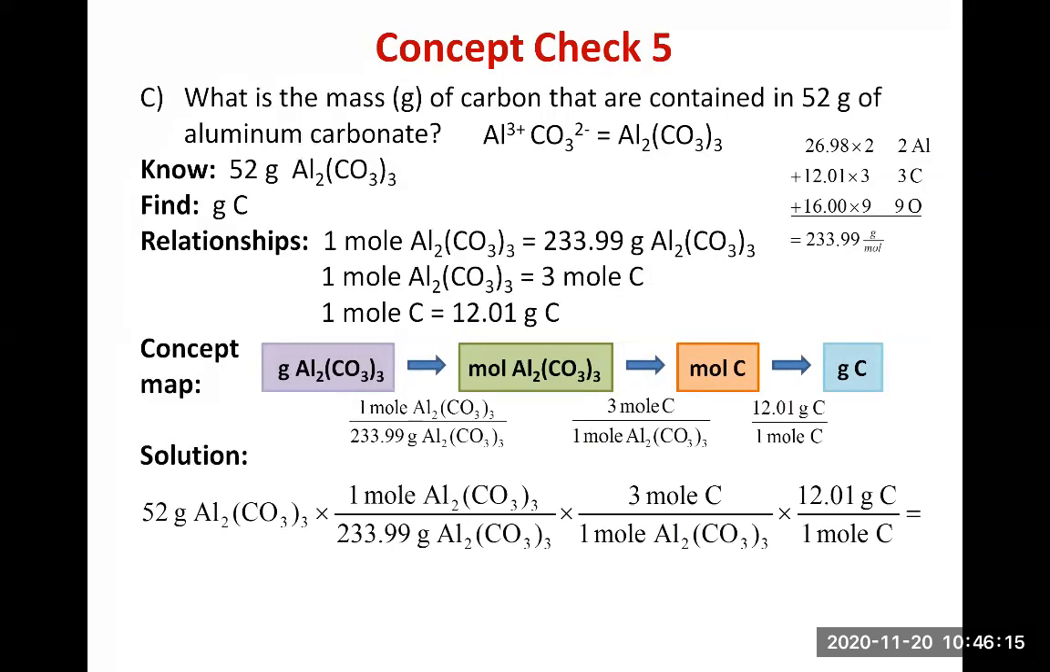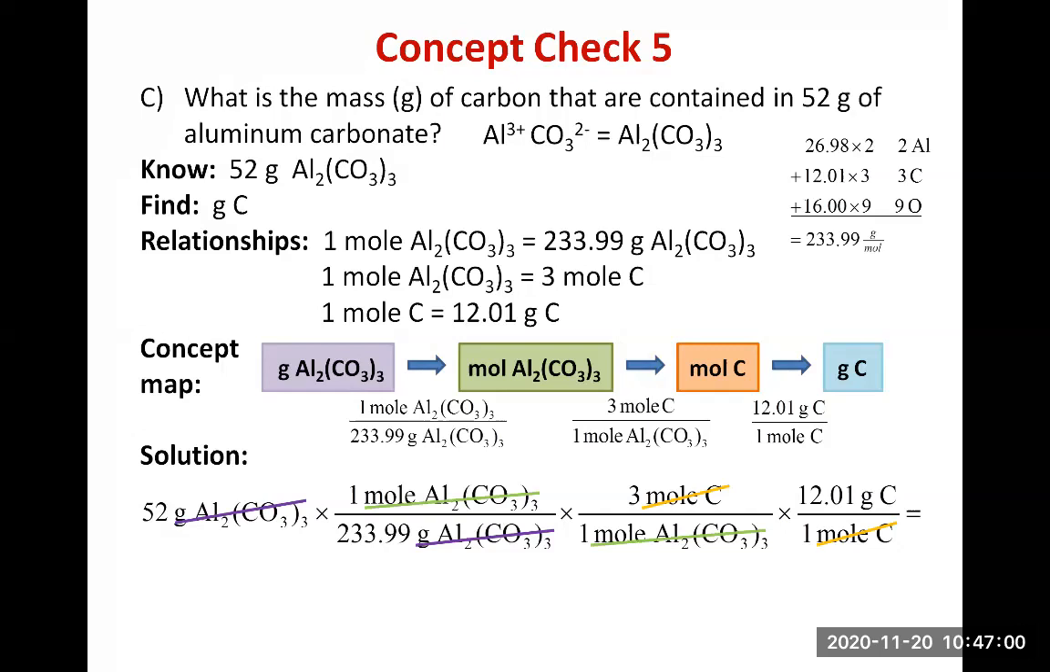So we start with 52 grams of aluminum carbonate. That's our given amount. It's in the numerator. You multiply by the first conversion factor that will convert the grams of aluminum carbonate into moles. And we have the grams on the bottom, so we can cancel the units of grams of aluminum carbonate. The second conversion factor has the moles of aluminum carbonate on the bottom, so we can cancel units, and 3 moles of C on top. And then we need to cancel moles of C in the next step. So the third conversion factor has the mole of C on the bottom and the 12.01 grams of carbon on top.